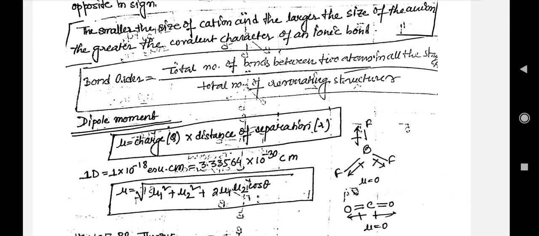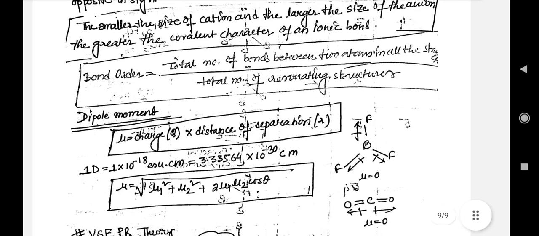Overall dipole moment is charge q into distance of separation r. The unit is Debye, where 1 D equals 1 into 10 to the power minus 18 esu centimeter, that is 3.3356 into 10 to the power minus 30 coulomb meter. We have to check the units. The formula is mu equals root over mu1 square plus mu2 square plus 2 mu1 mu2 cos theta.